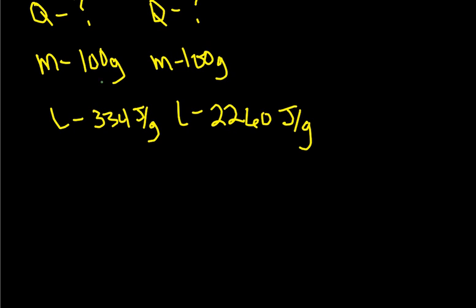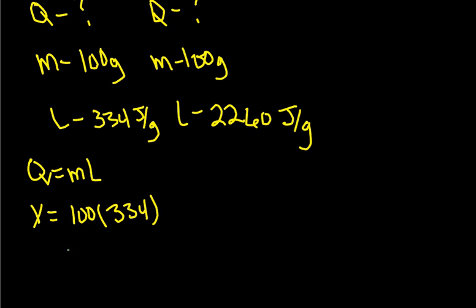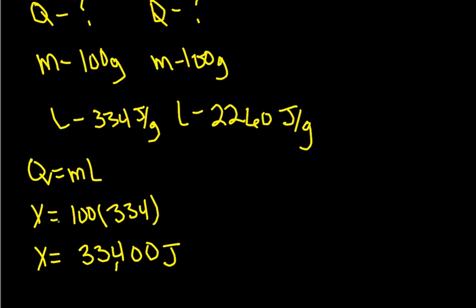So for latent heat of fusion, I have Q equals mL. Q is X, that's what I'm looking for. M is 100. Fusion is 334. So X equals 33,400 joules. So that's how much it would take to melt water if it was in ice form.